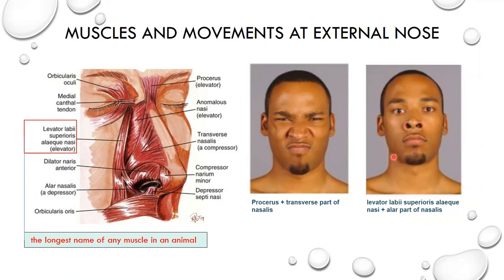These are two examples of movements produced by the muscles around the external nose. This movement is by the contraction of the procerus up here and the transverse part of nasalis. And when you make this movement, flaring the nostrils, the muscles doing the job are the levator labii superioris alaeque nasi and the alar part of nasalis.